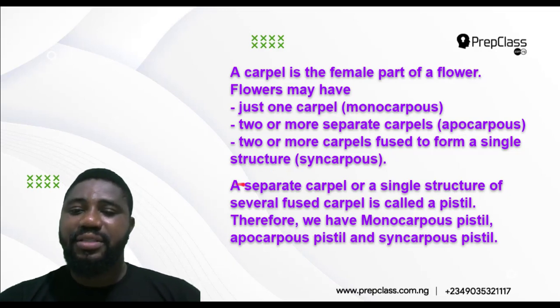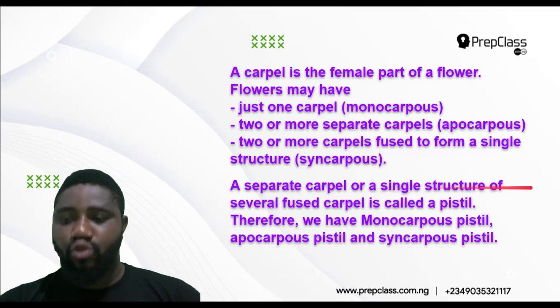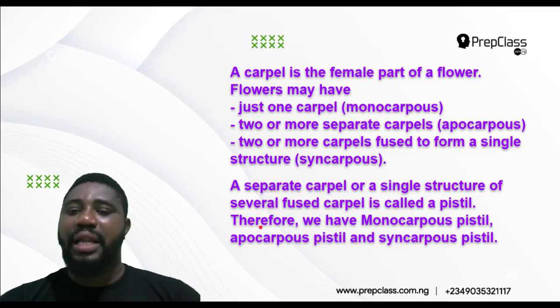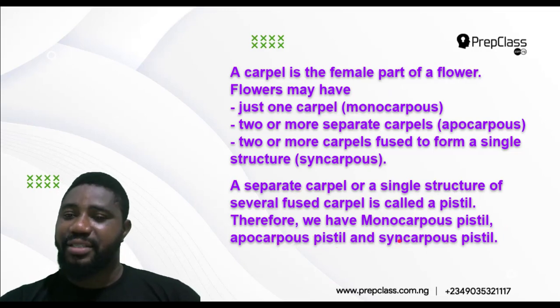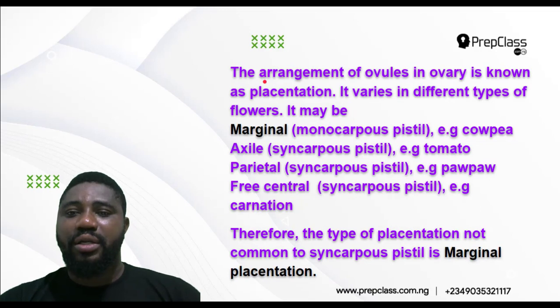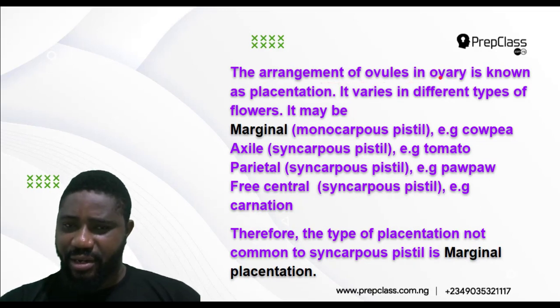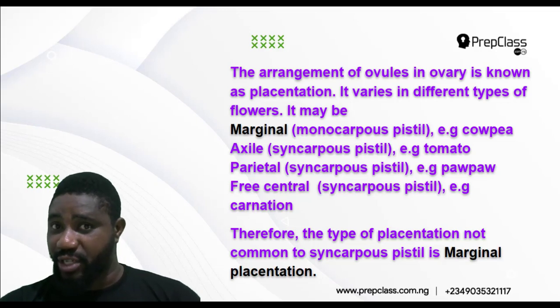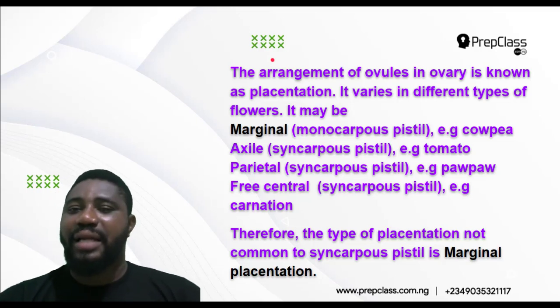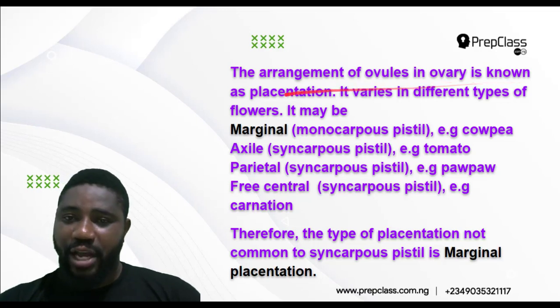Now, a separate carpel or a single structure of several fused carpels is called a pistil. So whether it's like this or like this, each of the carpels is a pistil. Therefore, we have monocarpous pistil, apocarpous pistil, and syncarpous pistil. We've explained carpel, syncarpous, monocarpous, apocarpous, and pistil. Now, what to explain is placentation. The arrangement of ovules in the ovary is known as placentation.